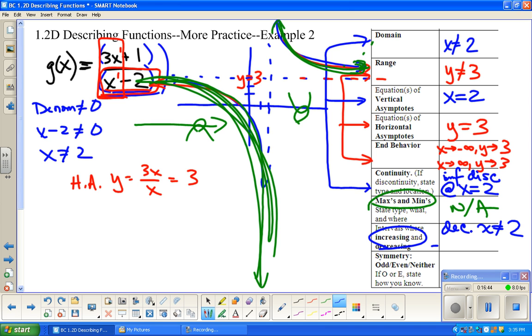You could write it decreasing. You don't have to write this. I'm good with this. You can write this if you want. Some people feel more comfortable doing that. Okay? All right, last question.